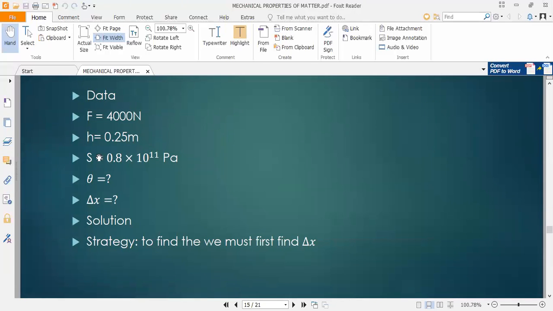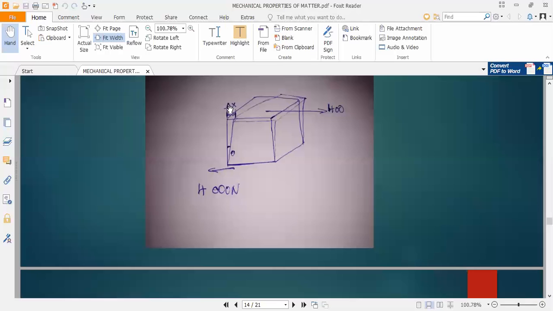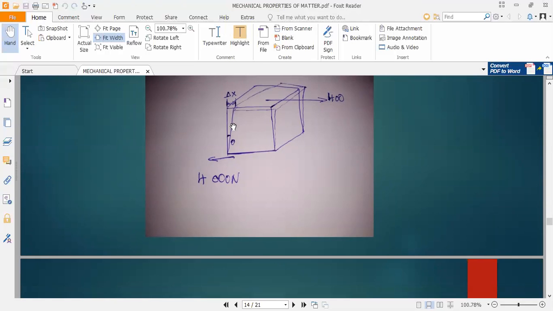So this is the data. We have forces 4,000. The height should be given in meters. And then we have the shearing modulus, but we don't know the angle. We don't know how much it moved. So let's look at the way we are going to appreciate this. What we can do first of all is to find the value of the change in length relative to the other surface. So we find this change in length. All right. So how can we find this change in length?